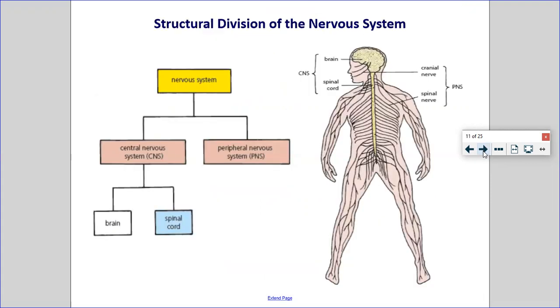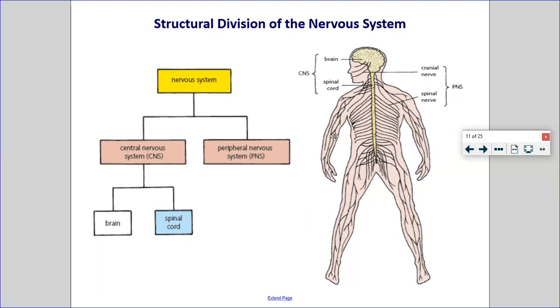So the nervous system can be split up into two branches by means of its location, where you find it in the body. So you've got the central nervous system, which, guess what, is central. It's in the center of the body. You've got your brain and your spinal cord making up the central nervous system. So those are the two things that make up the central nervous system, the brain and the spinal cord.